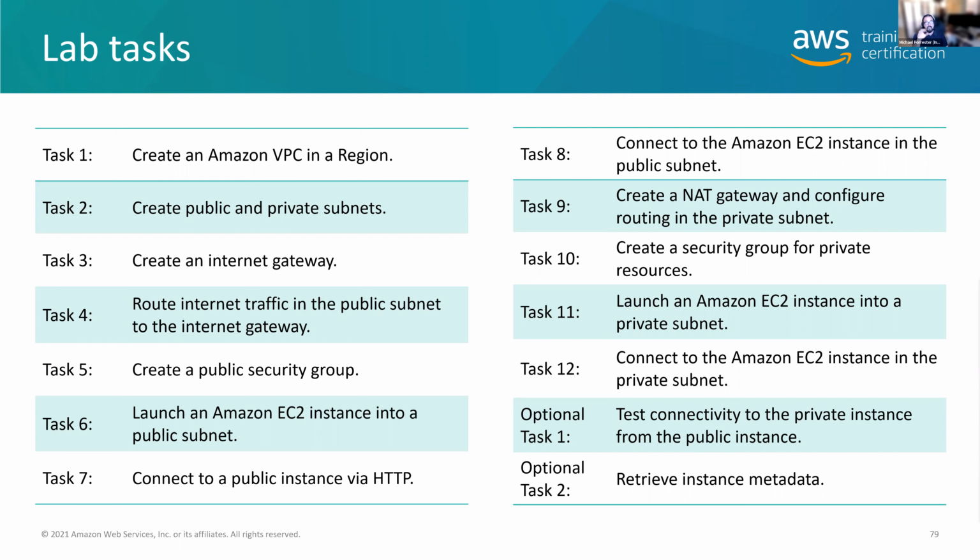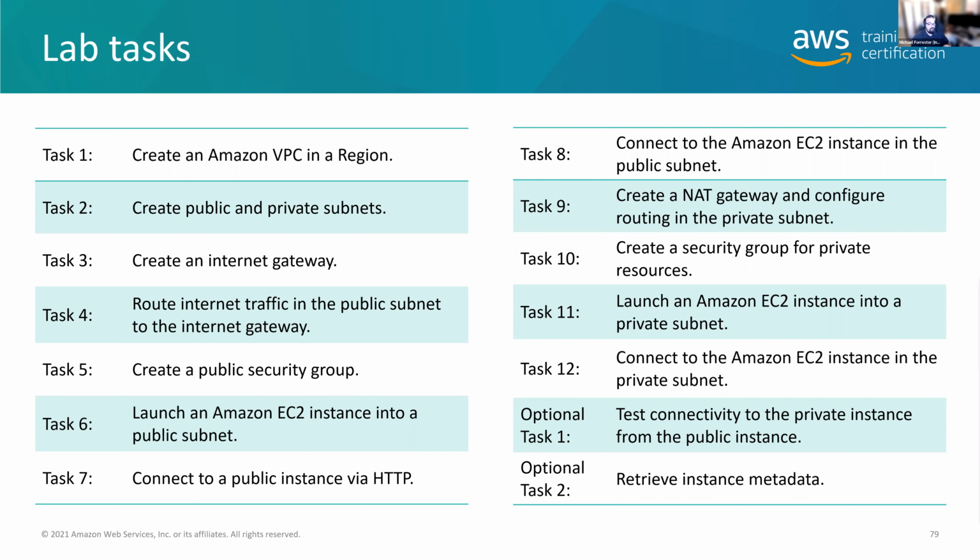And then you're going to create a NAT gateway, configure routing, and create a security group for private resources. You're going to launch an EC2 instance into a private subnet. So now you've got one in public, one in private. You're going to connect to the private instance. You're going to test connectivity between the two as an optional task, and figure out how to retrieve instance metadata. This is what we're doing for the rest of the day until I cover exam cram at the end of the day.